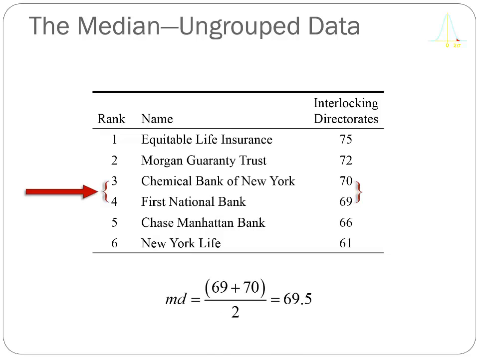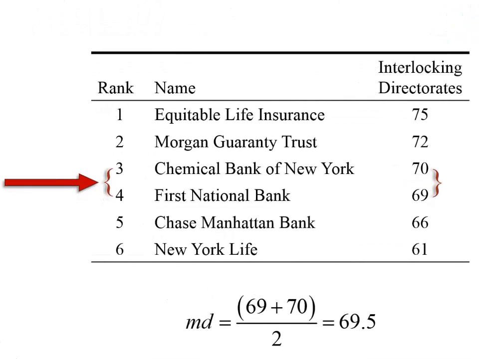I've added in an extra case here. New York Life had 61 interlocking directorates. So now I have 6 cases. I have an even number of cases. Notice that there is no middle case anymore. I have 2 middle cases, 3 and 4.